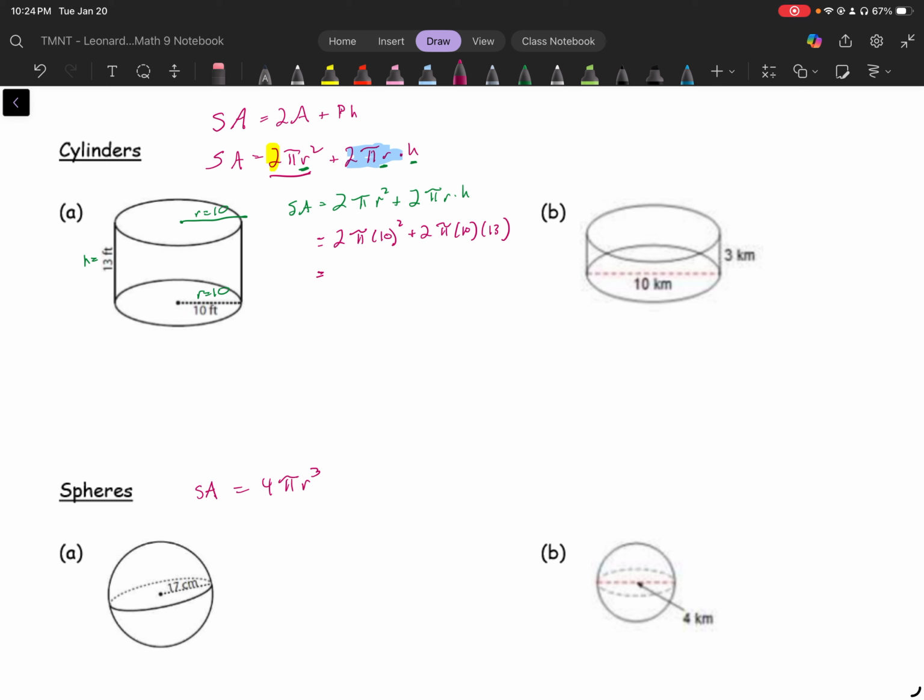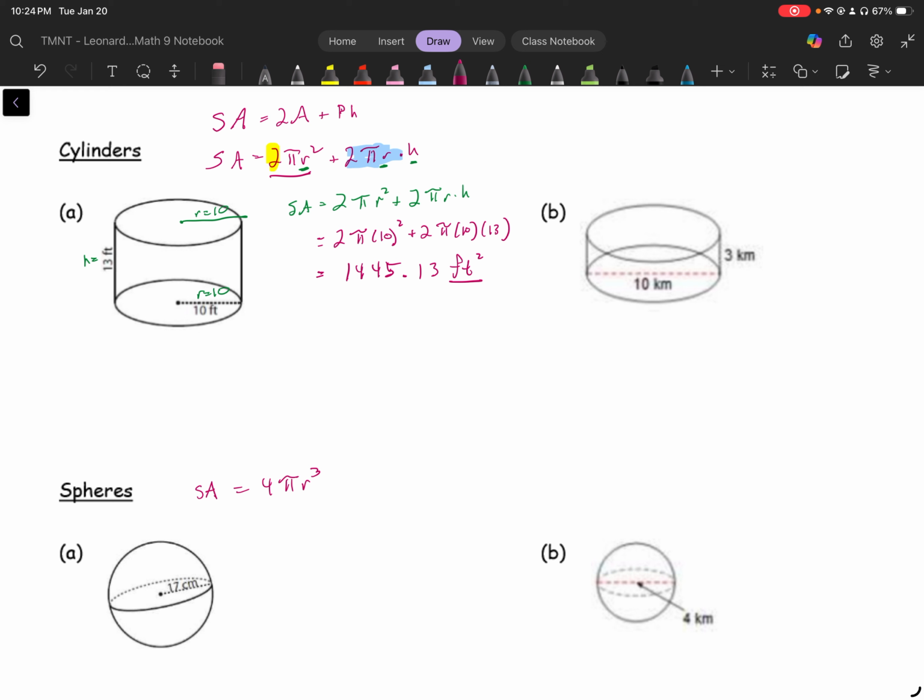So let us calculate this. 2 times pi times r squared plus 2 times pi times 10 times 13, I get 1,445.13 feet squared. Now it's feet squared because it's surface area.